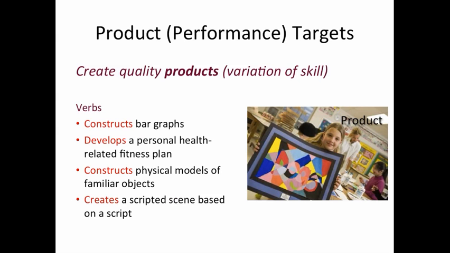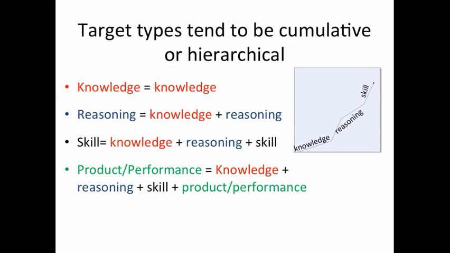The product or performance target, just like a skill target, here are some verbs associated with that. And you can see clearly from the picture what we're talking about. So this slide just depicts the fact that these targets don't stand independently of each other. If you're performing a skill, you can see that knowledge plus reasoning plus the skill result in the performance. Most of the time, learning targets are cumulative. You can't produce a skill without knowledge of the basic rudiments.